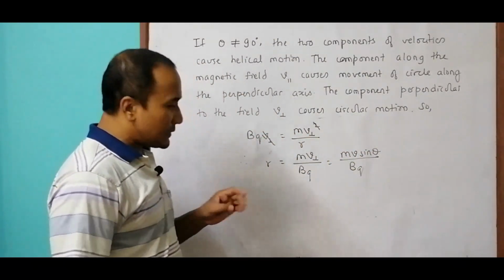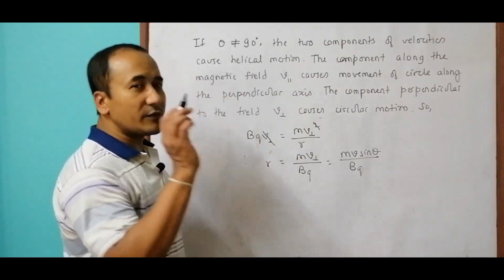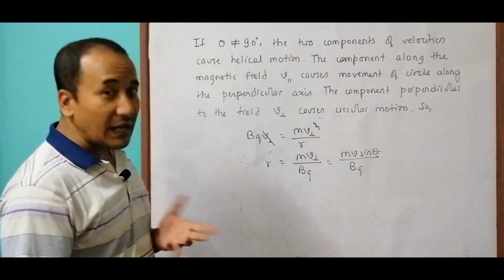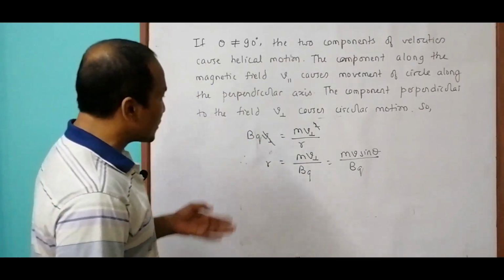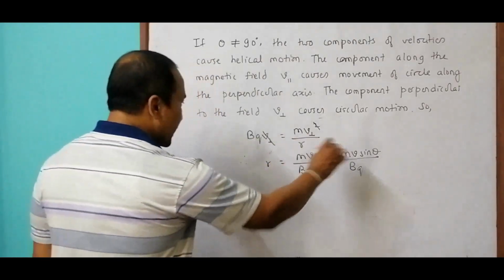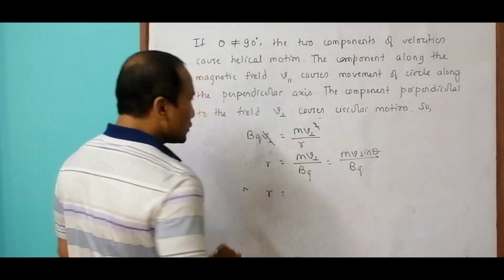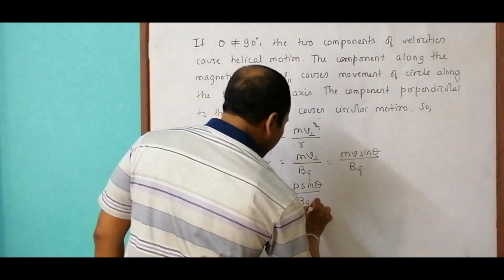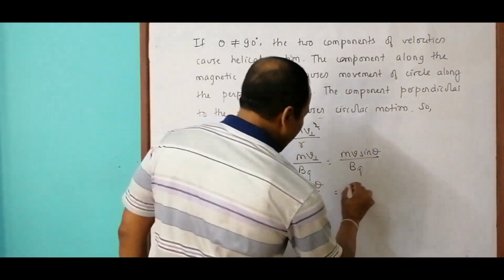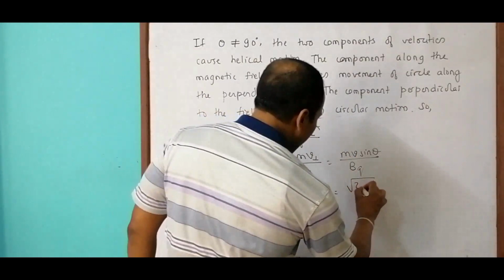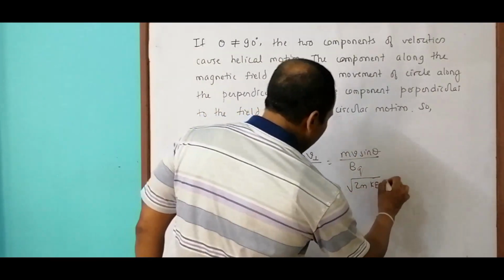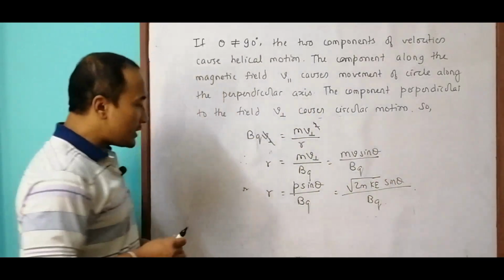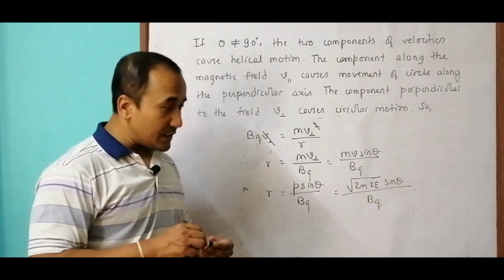Now if it is helical, we have to find the pitch. We have to find the pitch of that circle. That pitch requires the time period, so that we will do in some other cases. For here I can write r is equal to p sine theta by BQ, with p the linear momentum, or, following the previous case, root of 2m times KE, then sine theta by BQ. So this gives the radius of the circle in this case, and this radius depends on theta.